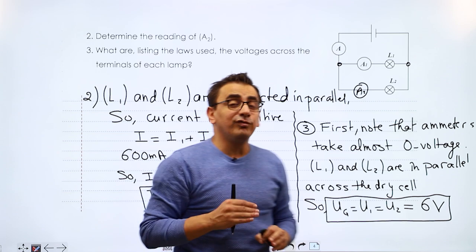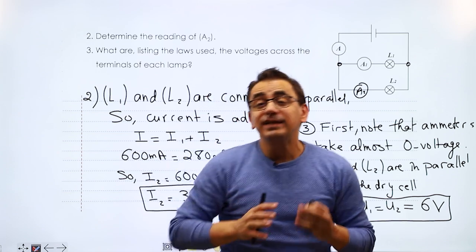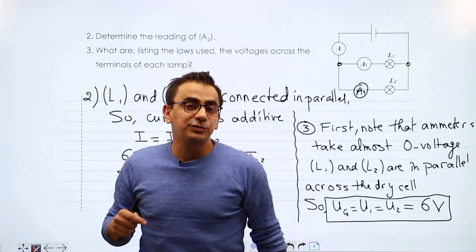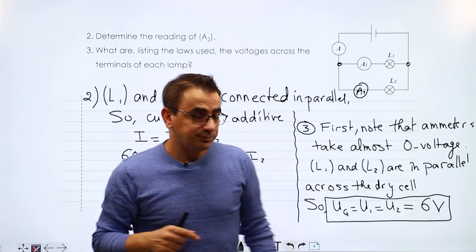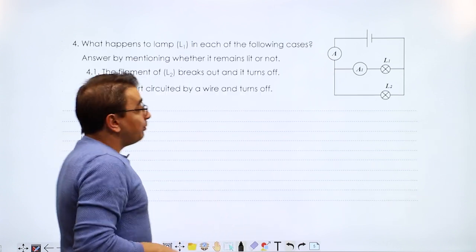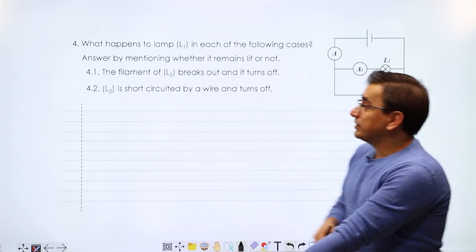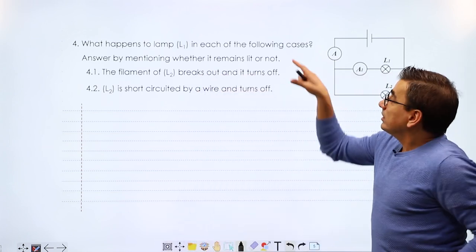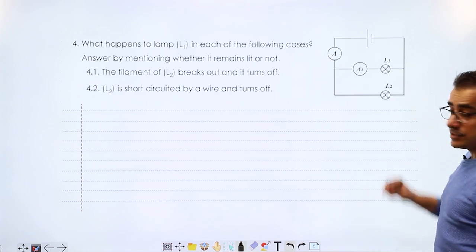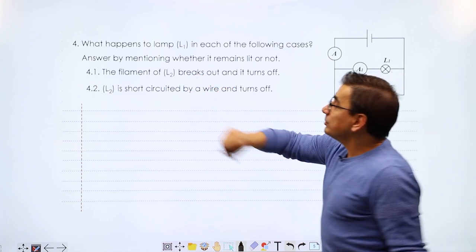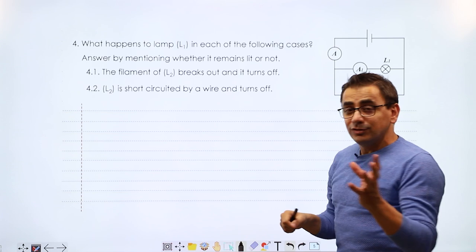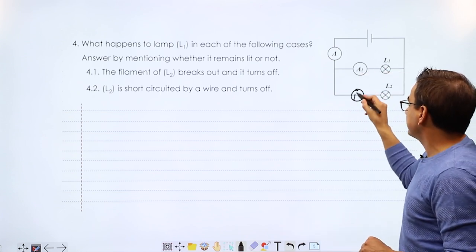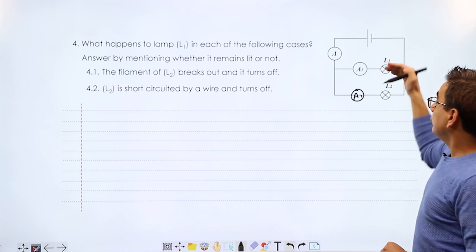Okay? We said before that ammeters and voltmeters do not affect the circuit. Adding this point here is just a quick refreshment for your ideas. Part 4, the last part I think of this exercise. What happens to lamp L1 in each of the following cases? I like this question. Answer by mentioning whether it remains lit or not. So here we have the ammeter. It doesn't affect the circuit anymore.